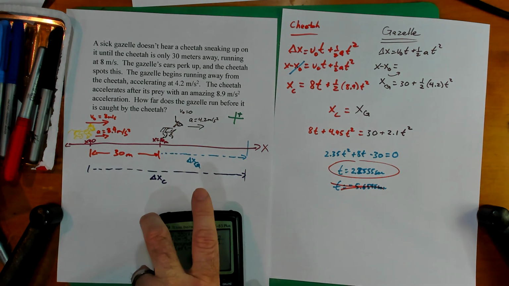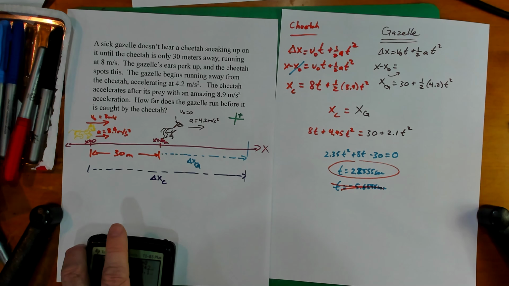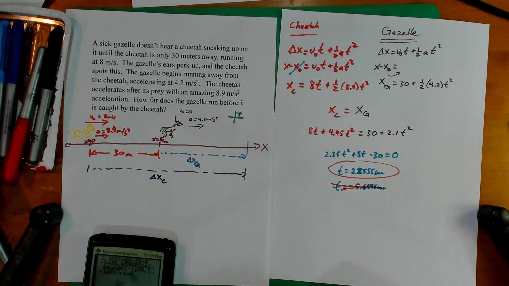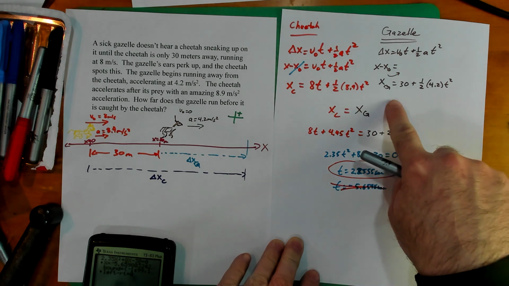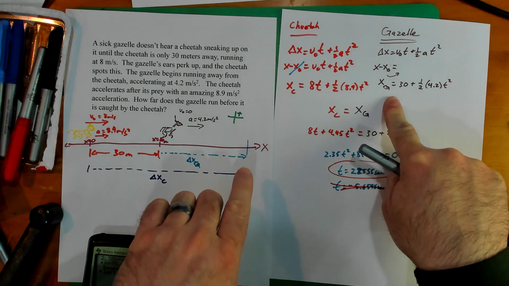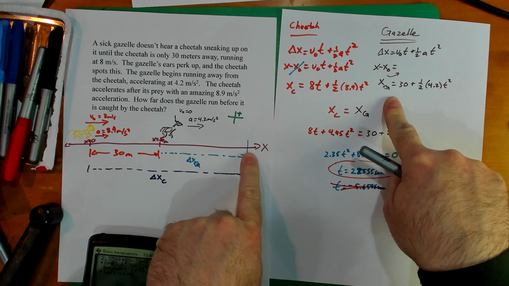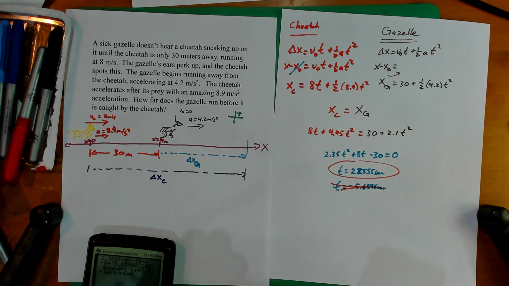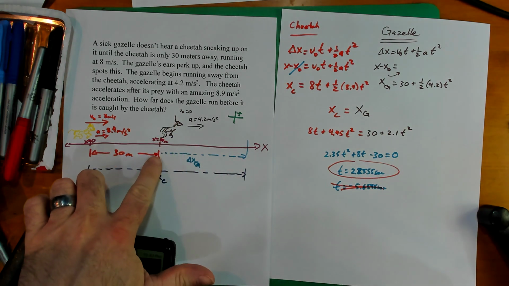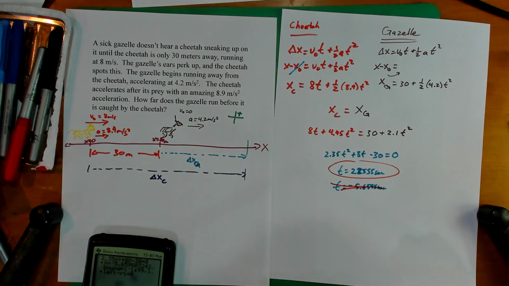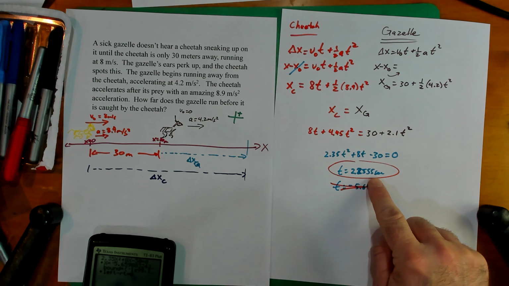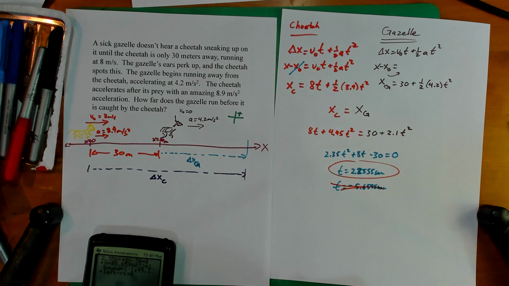So what I might do at this point, now that I know the time, is take this time, the time when the cheetah catches up to the gazelle, and put it back into the gazelle's equation to find out where the gazelle was when it got caught. Since I know the gazelle started at position 30, I can find out what this displacement of the gazelle was. So I'm going to take that 2.2555 seconds and put it back into the gazelle's equation here.